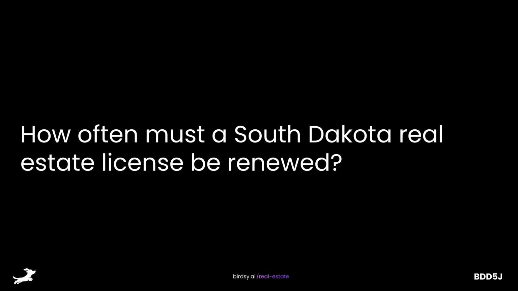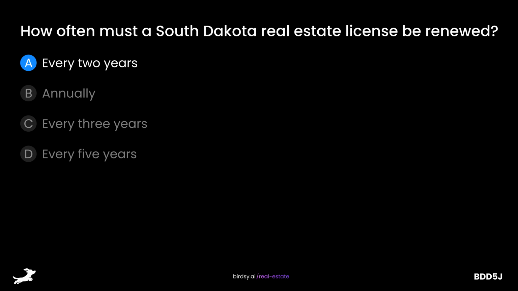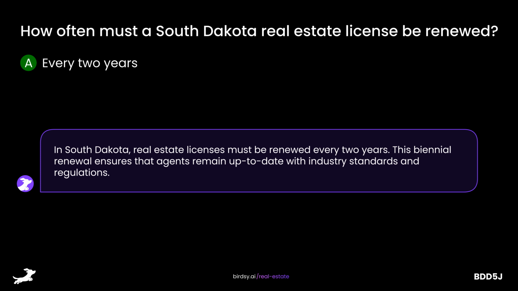How often must a South Dakota real estate license be renewed? Is it A, every 2 years, B, annually, C, every 3 years, or D, every 5 years? The answer is A, every 2 years. In South Dakota, real estate licenses must be renewed every 2 years. This biennial renewal ensures that agents remain up to date with industry standards and regulations.